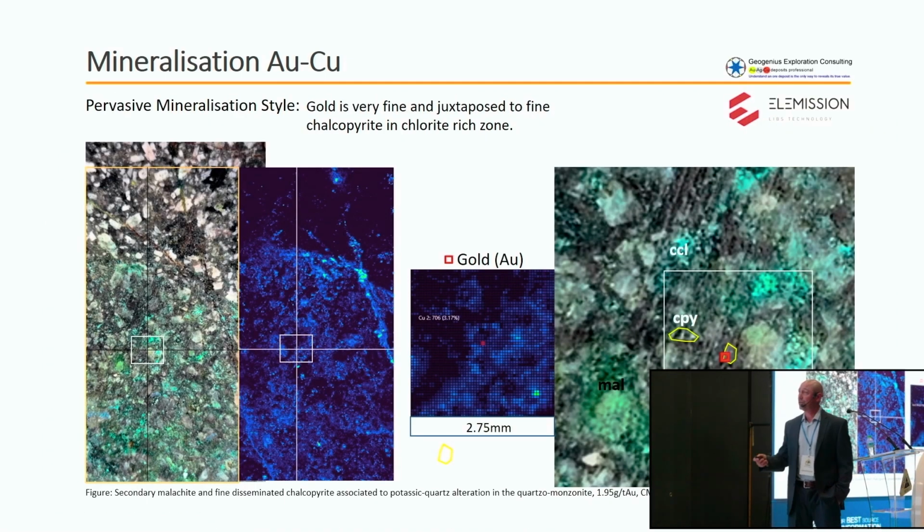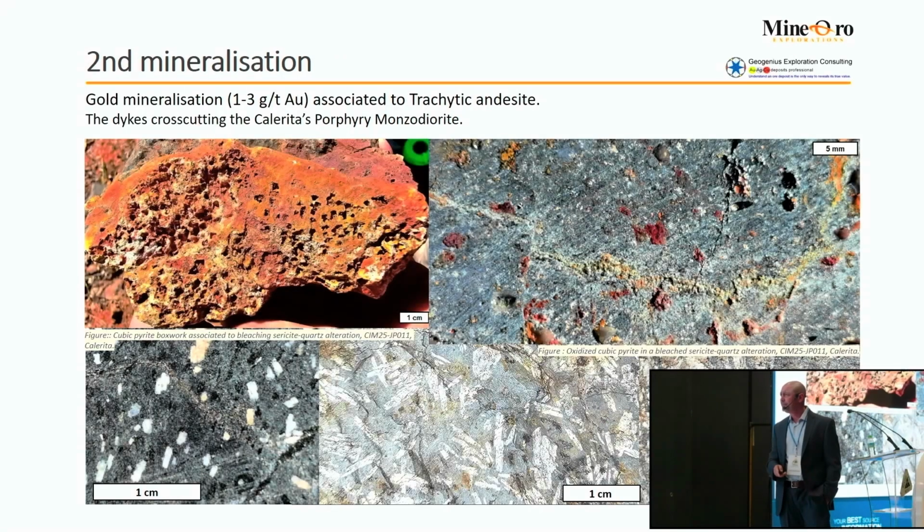So the gold, where's the gold? It's at the border of the chalcopyrite. So that's the second event I was talking about. That's andesite dikes. They're porphyritic, really porphyritic, almost trachytic. And that's the type of alteration that comes with that, ranging from 1 to 3 grams per ton. Is that super economic? No, but that brings gold endowment to the system.